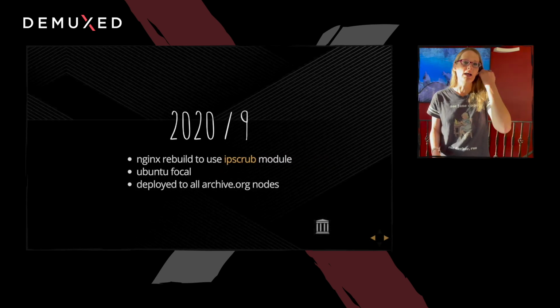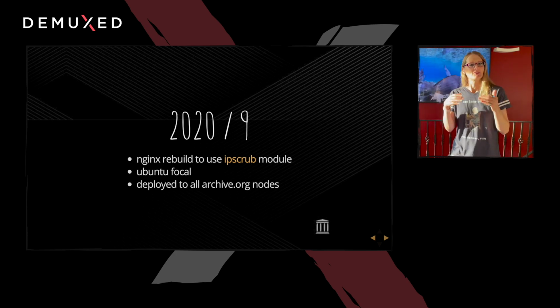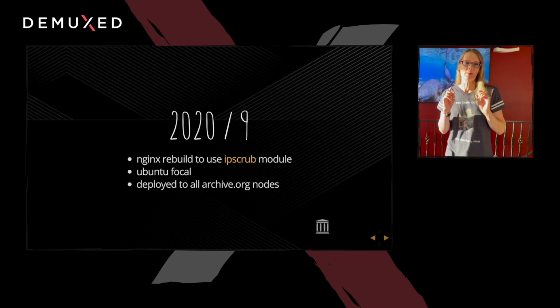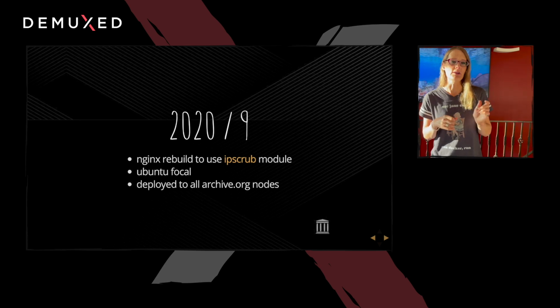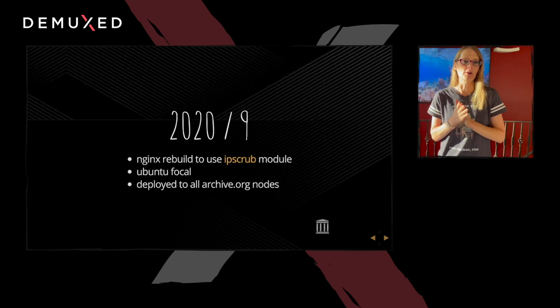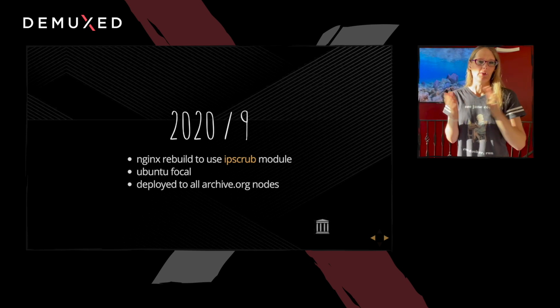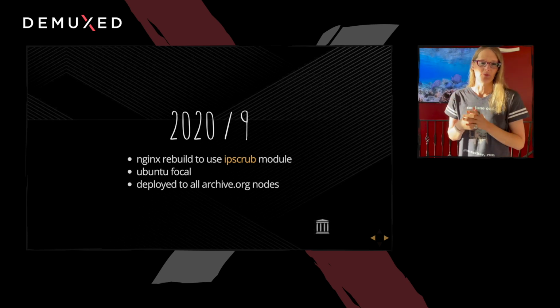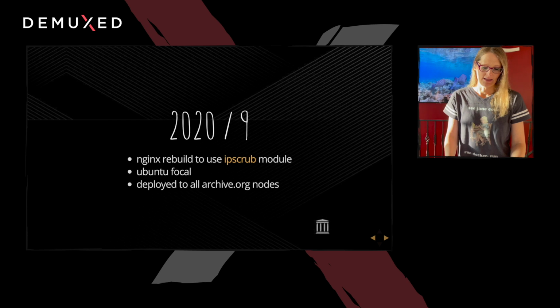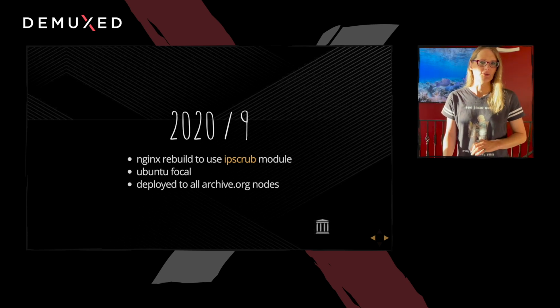In 2020, so last year, we switched all of our nginx servers to use an IP hiding module, a new library called IP scrub, which was exciting because it was out. And we switched everything to Ubuntu Focal while we were there, and we deployed this to all archive.org nodes. That's my department, compiling nginx. And that all worked out nicely, so that's great.